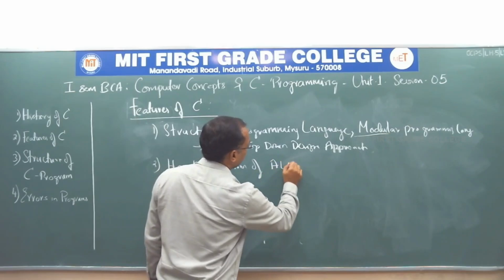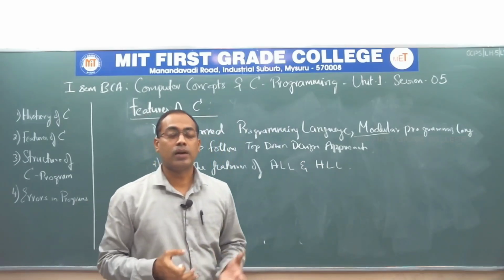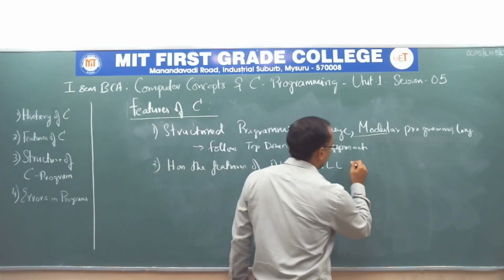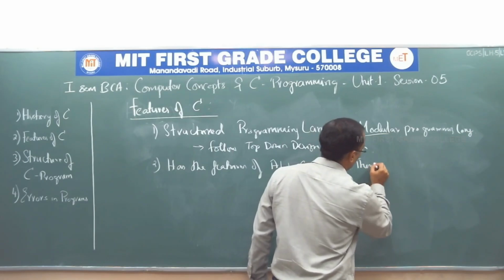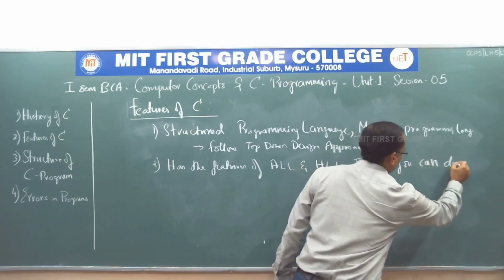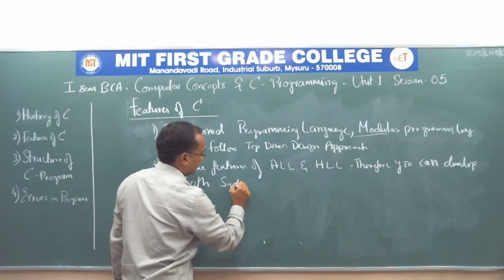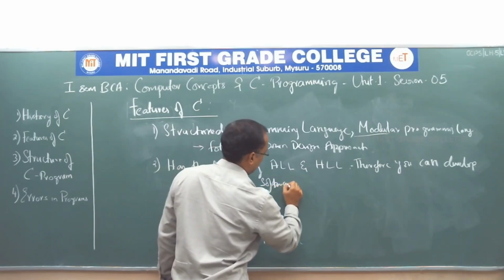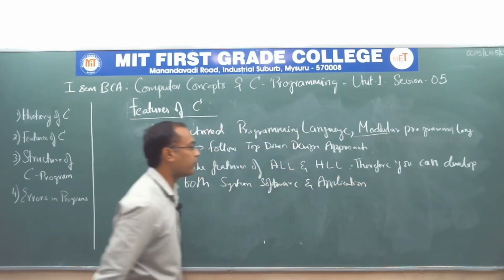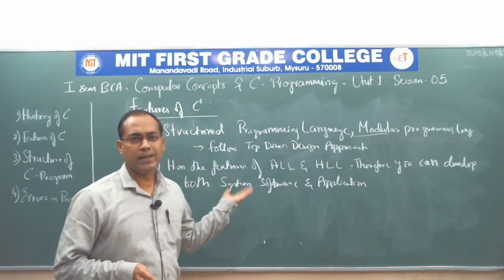The next important feature is C has the features of assembly level language and high level language. So C has the capability of both low level language and the high level language. So what do you mean by this? With this, you can develop both system software and application software. That's the reason C became very popular. You should know the Unix operating system is also developed by the C programming language.